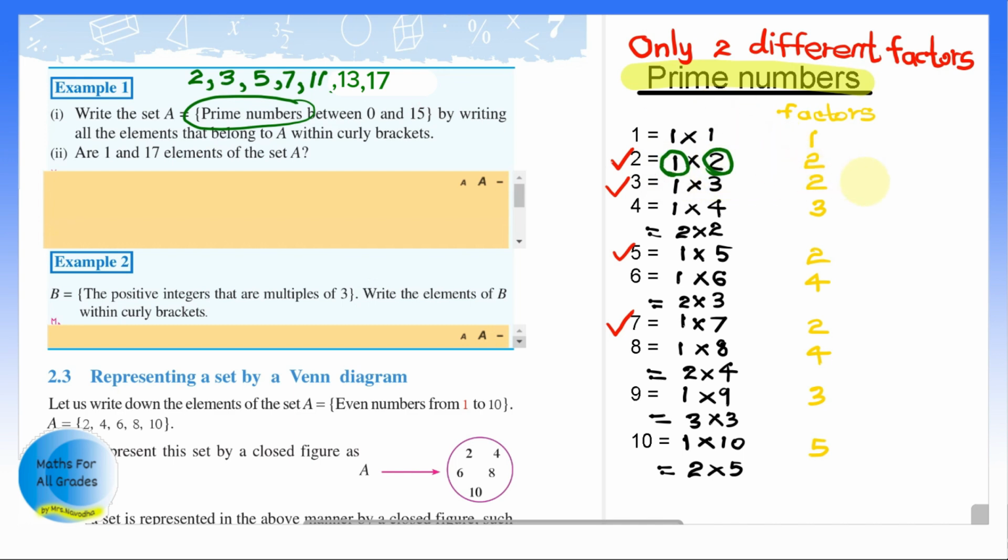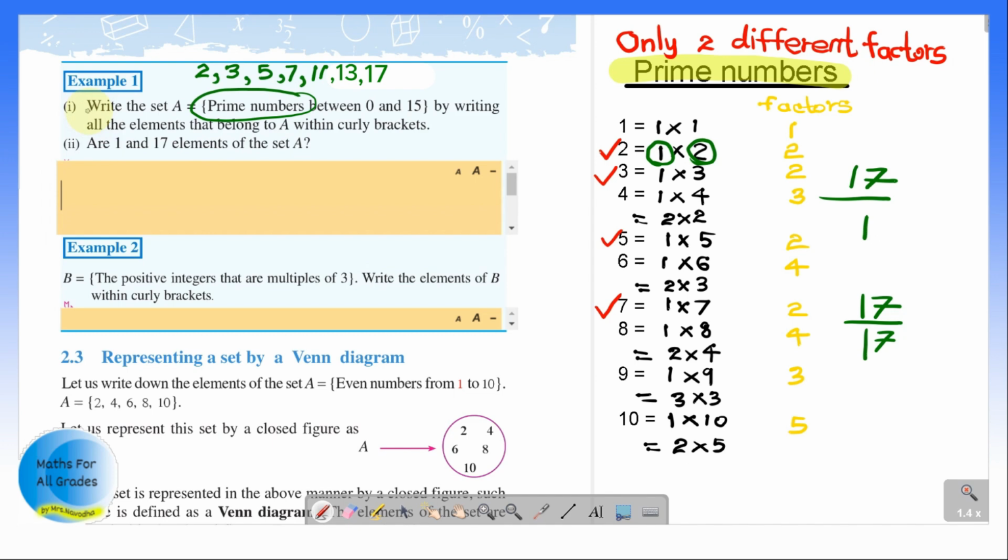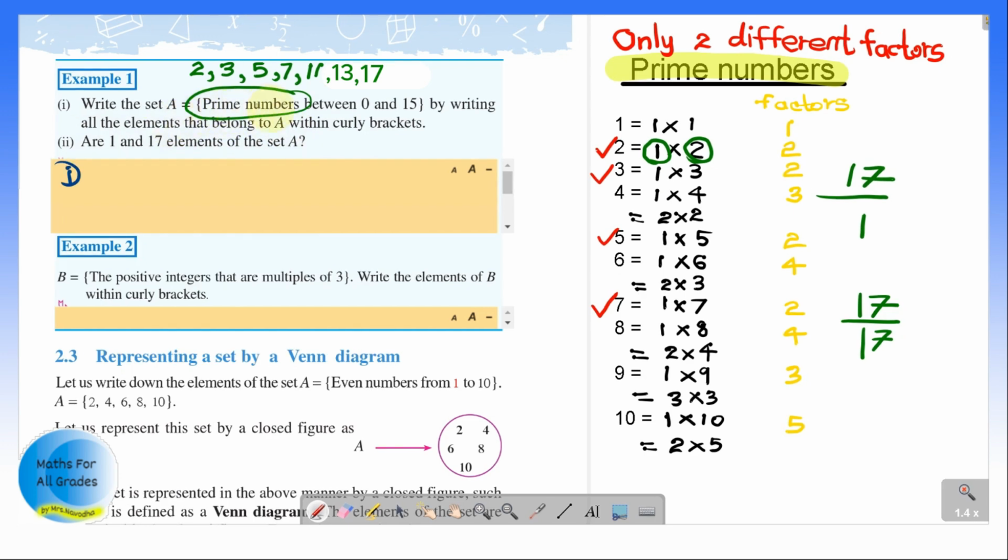Or you can think the other way around. Prime numbers are only divisible by number 1 and itself. Okay, in the first question, they are asking to write down all the elements that belong to the set A. Set A equals prime numbers between 0 and 15.